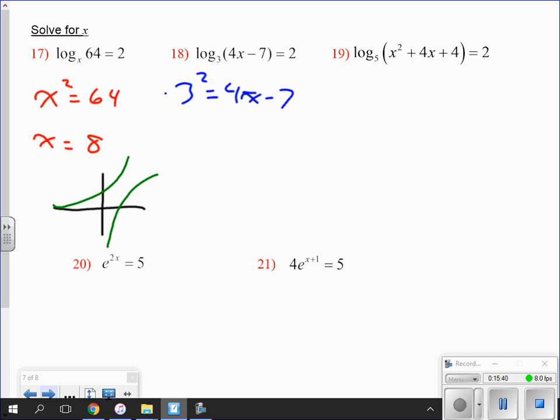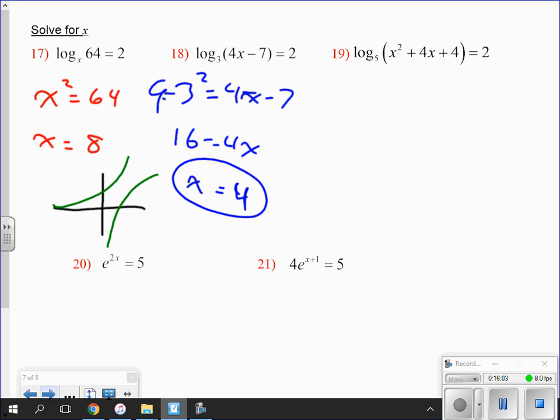So that means that's 9. So add 7 to both sides. 16 equals 4x. Divide by 4, x equals 4. Now here is something you have to do. We cannot take the log of what? A negative or 0. Take your answer, plug it back in the original problem.